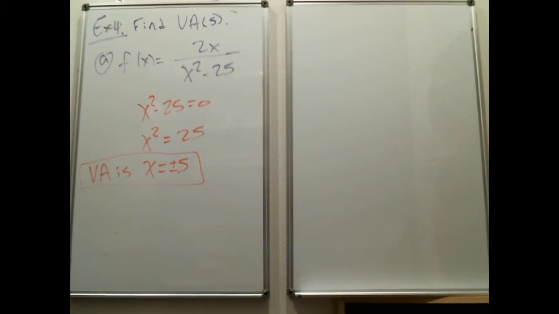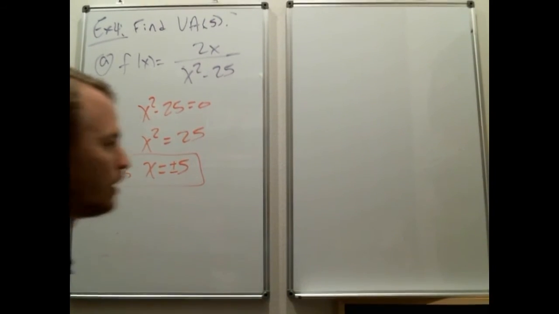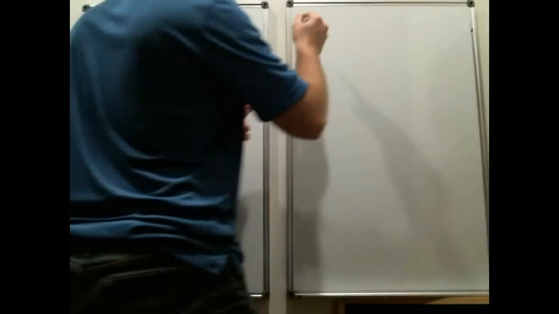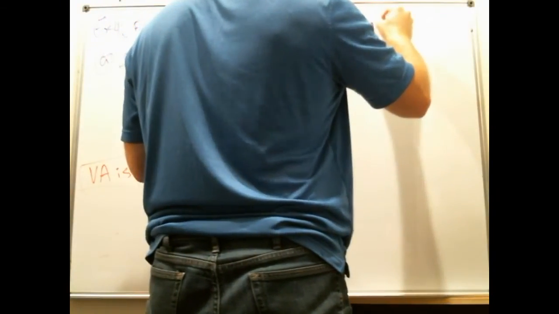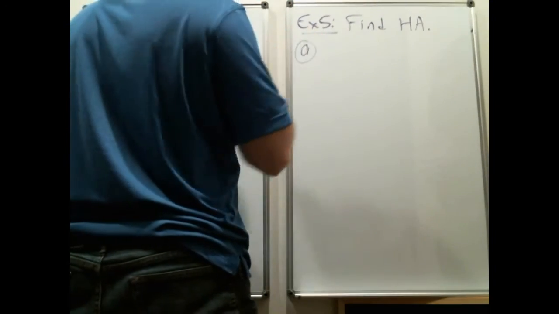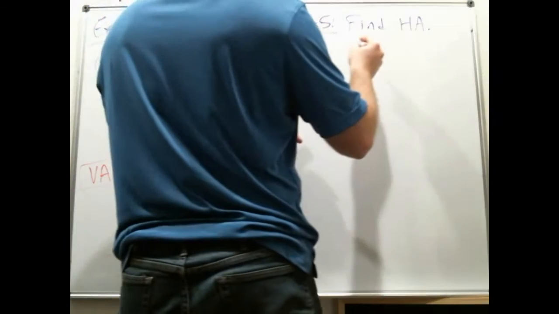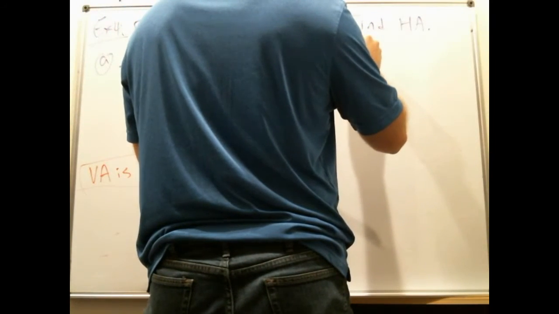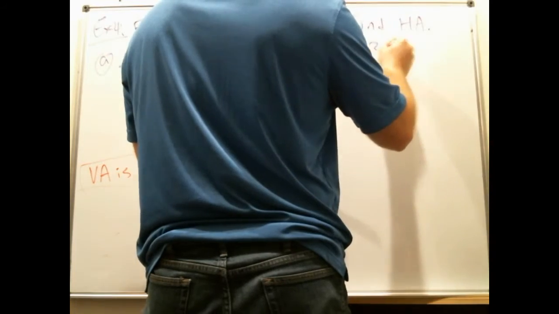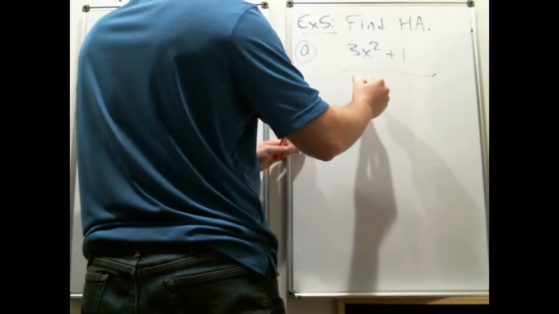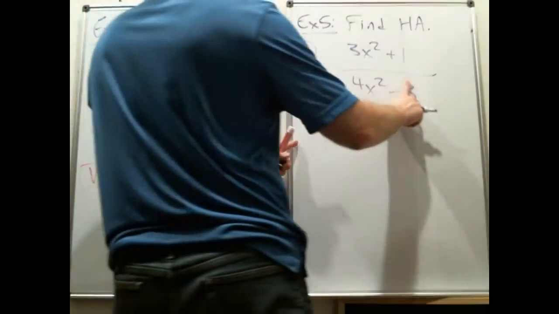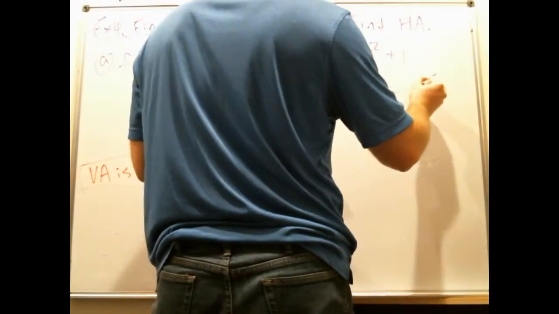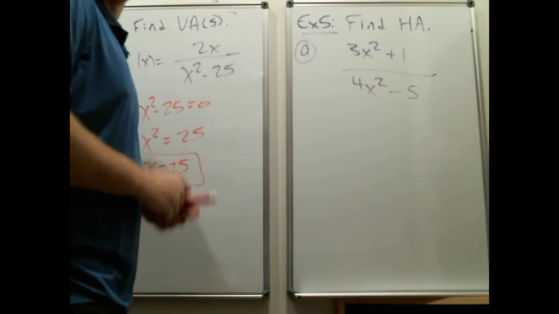Alright, now let's look at horizontal. Horizontal asymptote, example 5. Find HA. Here is part A. Let's say we want to find 3x squared plus 1 divided by 4x squared minus 3. Let's not use 3. Let's use 5, just to keep numbers different.